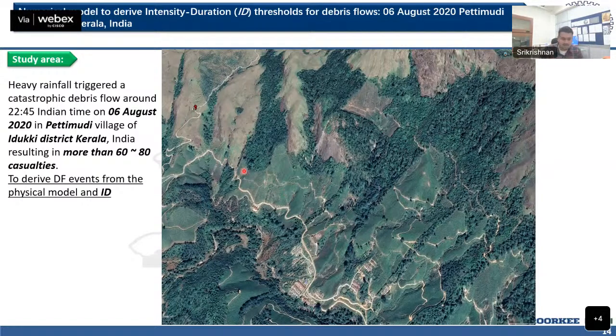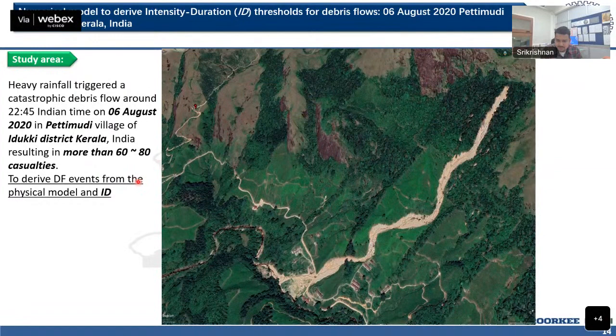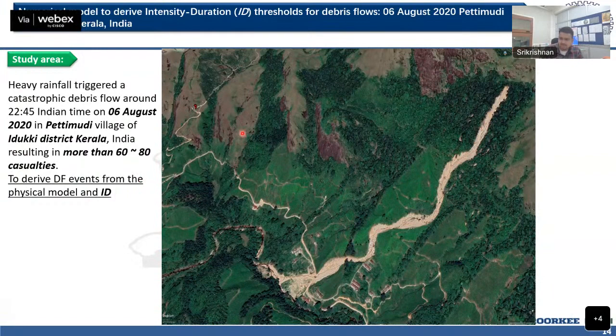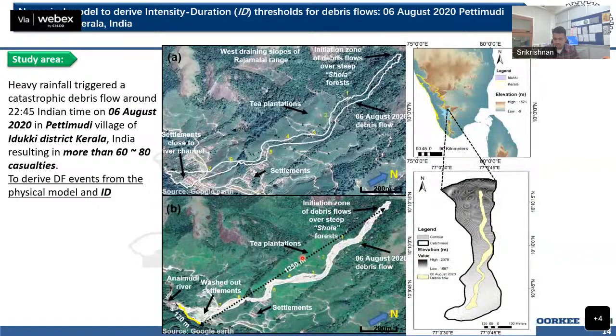For a case study, the catastrophic debris flow that occurred on 6 August 2020 in Pettimudi in Kerala, which cost the lives of more than 80 people. So you could see here, this is the pre-debris flow topography and this is the post-debris flow topography. It is a runoff-induced debris flow and it has actually demolished 4 to 5 rows of settlements here. So to derive the intensity duration threshold of this debris flow, we have used this numerical model to compute the threshold levels.